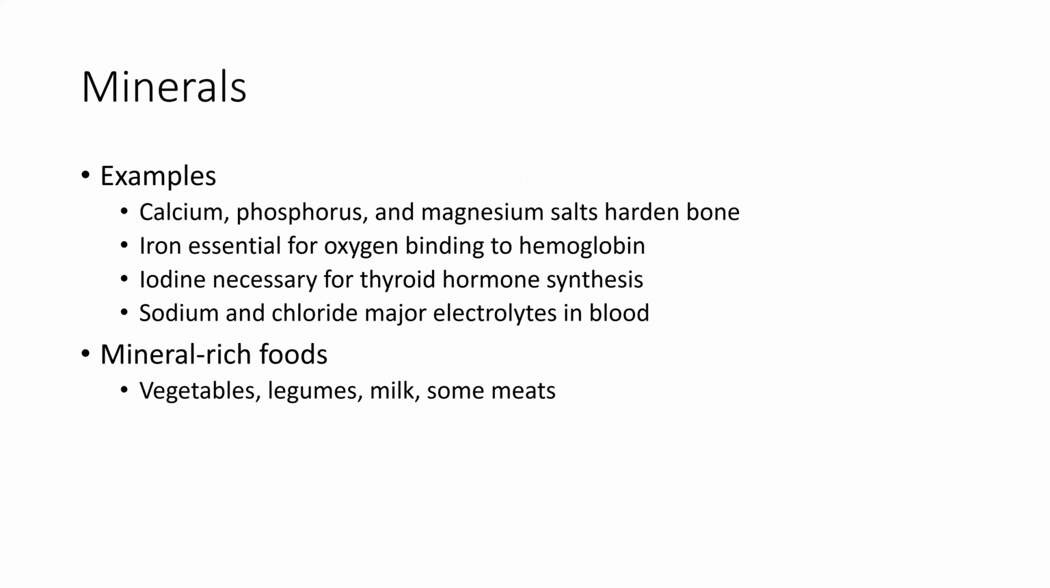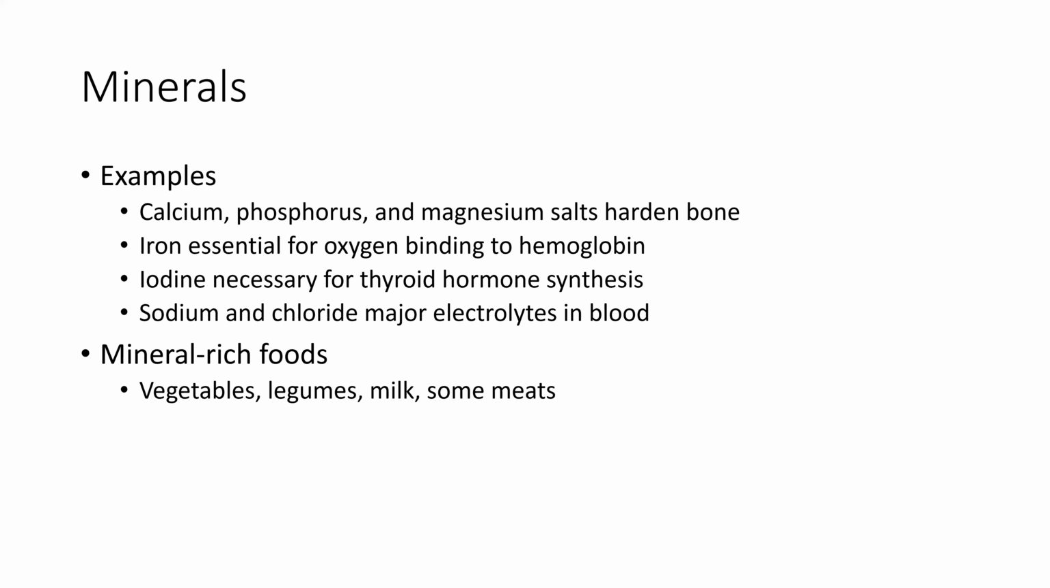For example, we use calcium and phosphorus, and to a lesser extent magnesium, for bone. Iron, obviously, we spent an entire chapter talking about why we need iron for hemoglobin. Sodium and chloride are major electrolytes in the blood. Where we're going to get these minerals from: vegetables in particular. Any plant part, a root, a stem, a leaf, these are going to be taking up minerals from the soil, and so they'll have a lot of minerals within them.